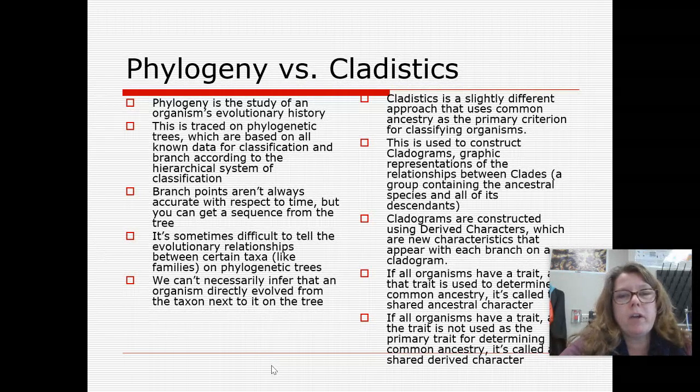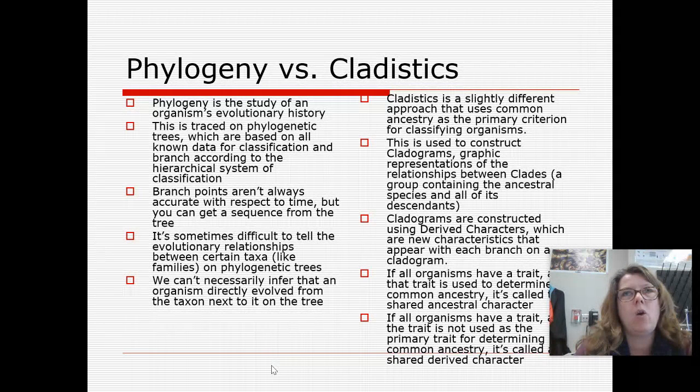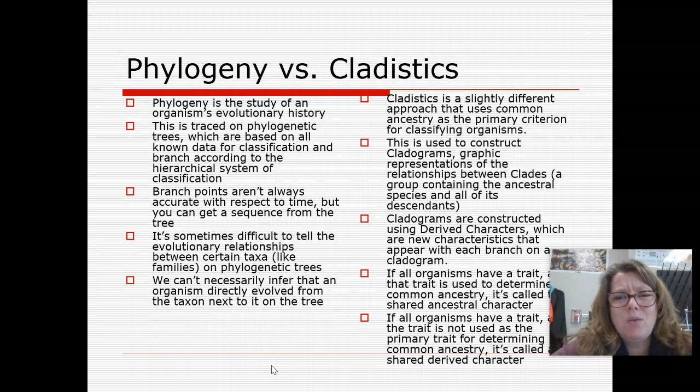Some drawbacks are that the branch points aren't always accurate with respect to time, but you can actually get a sequence of events from a phylogenetic tree. So you may not know exactly the time that a particular trait or species evolved, but you can see relative to other species when something evolved. It is also kind of hard sometimes to tell evolutionary relationships between certain taxa on phylogenetic trees. Sometimes they can get really busy and really complicated to look at. So that can be a drawback.